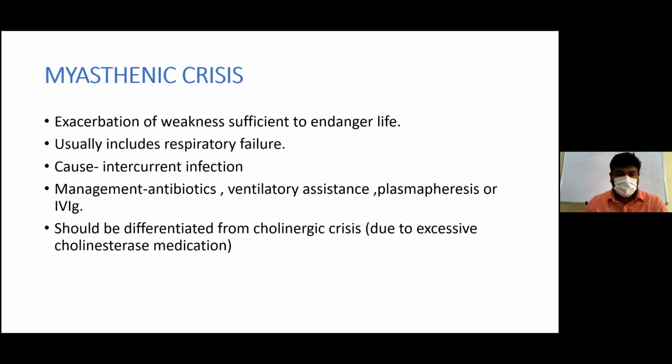Myasthenic crisis is due to insufficient or less dosage of medication. This results in decreased acetylcholine at the neuromuscular junction, leading to weakness. Cholinergic crisis is due to excessive cholinesterase medication. This results in increased acetylcholine at the neuromuscular junction. This increased acetylcholine continuously stimulates the receptor, which results in NM receptor downregulation. So there is a decreased contraction and this results in weakness.